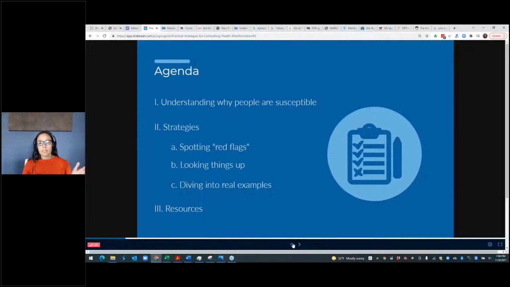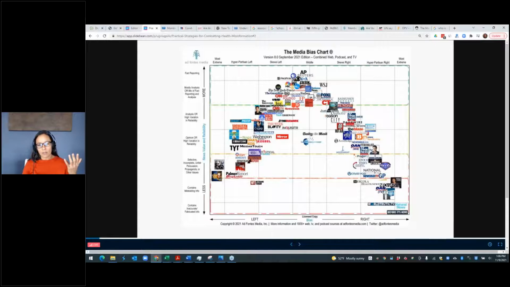So you guys missed the agenda. Did I not show this one, the agenda? No, I did not see that. Okay, sorry about that. This is the agenda. I just talked through it, but just so you have a visual. And if you missed me showing you the media bias chart, sorry about that too. There's a quick picture of it.